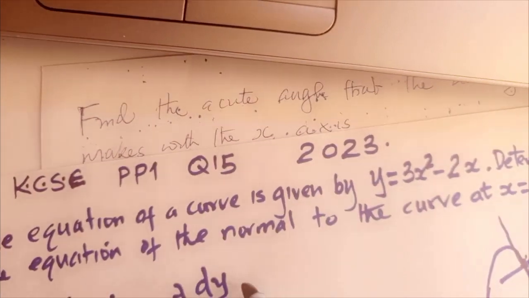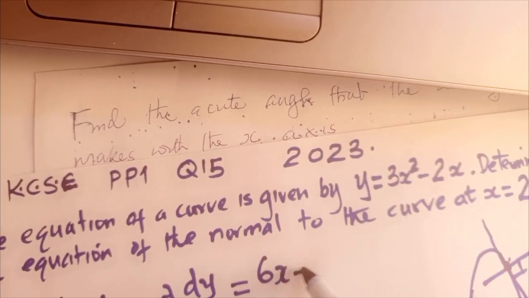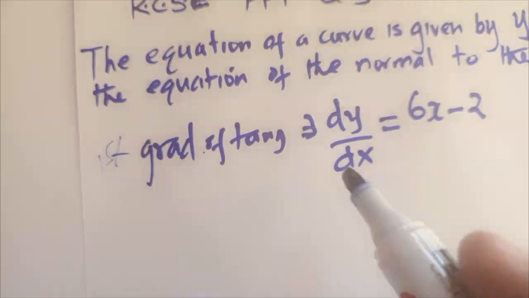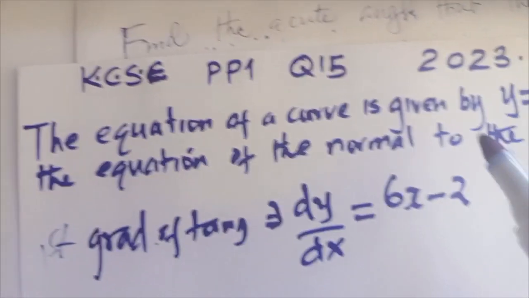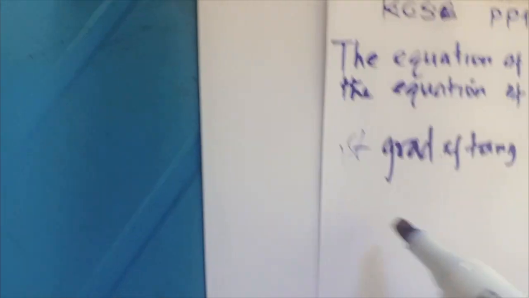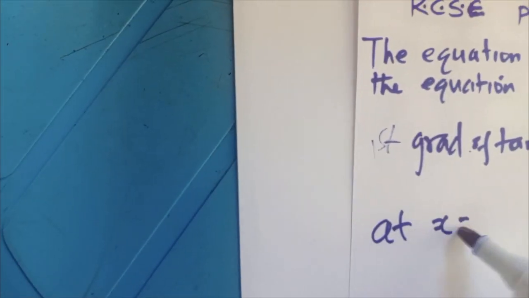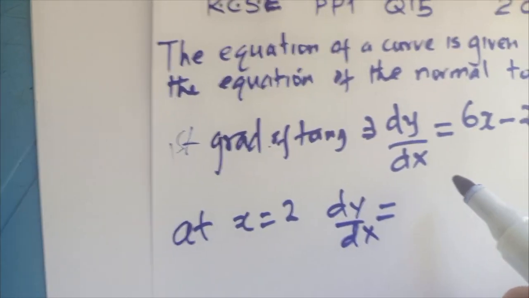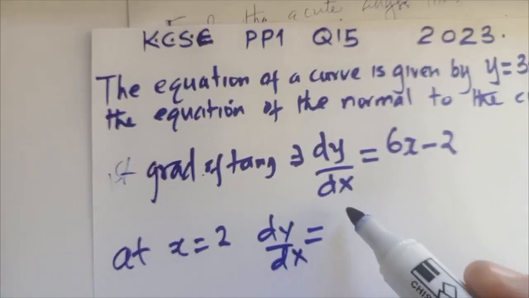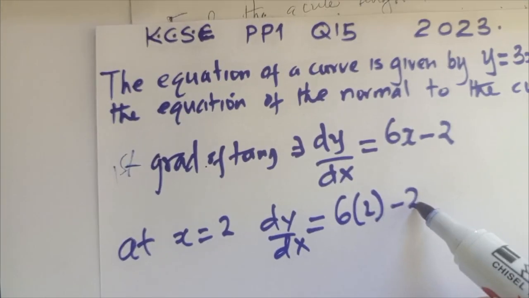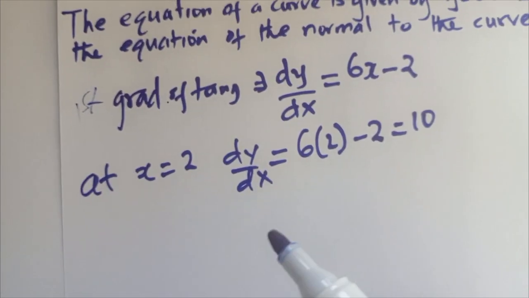And the derivative of that equation is 6x minus 2. So this is what we are calling the gradient function or derivative. Now a gradient function is used for getting the gradient of a curve at a given point. In our case, we are told that the curve passes through a point x is equal to 2. So at x is equal to 2, our dy/dx, which is the gradient of the tangent at that point of the curve, will be 6 times 2, because the value of x is 2 here, minus 2, and that gives us 10. So that's the gradient of the tangent.